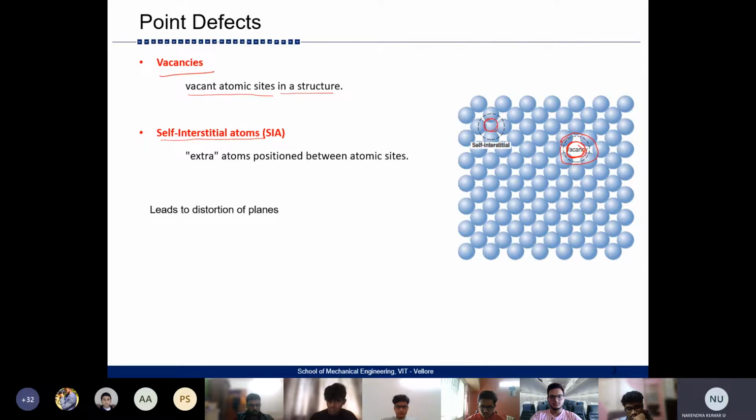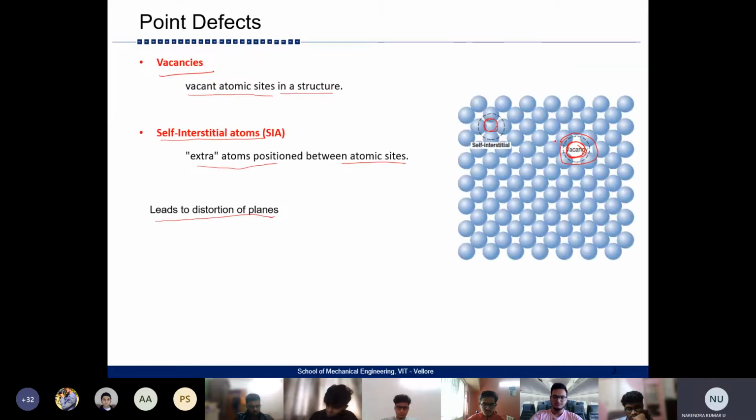So this atom is sitting in some other region. In the background of this, what you see is an extra atom position between the atomic sites. Whenever this happens, it leads to distortion of planes because of the hindrance from the other atoms in the lattice points or the interstitial points.